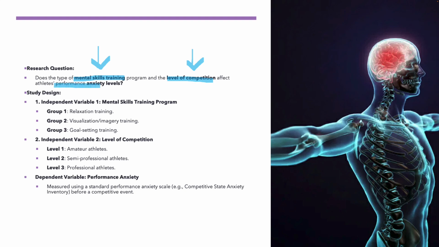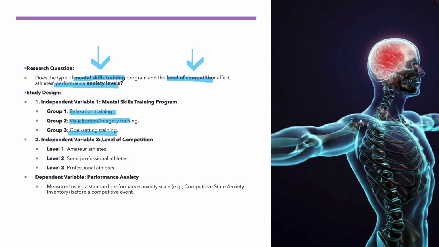So now I'm looking at this dependent variable, okay? Now I have my independent variable 1, which we said was mental skills training. This one has 3 different levels. We have relaxation training, visual training, goal setting training, right? So I can make different variations of these trainings with my second independent variable, which is level of competition. Amateur athletes, semi-pro athletes, professional athletes, right?